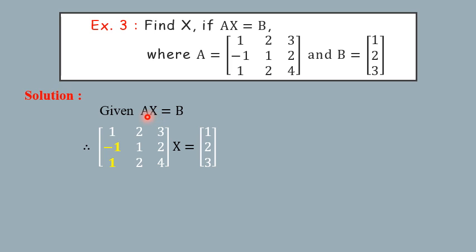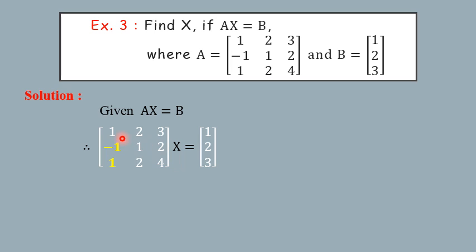To find X by using elementary transformation, we have to reduce this matrix A into the identity matrix. And since we have to apply elementary transformations on the prefactor, we are going to use row transformations, because we apply row transformations on the prefactor. So by using suitable row transformations, we reduce this matrix A into the identity matrix, and to maintain this equality, we have to operate the same row transformations on this matrix B.